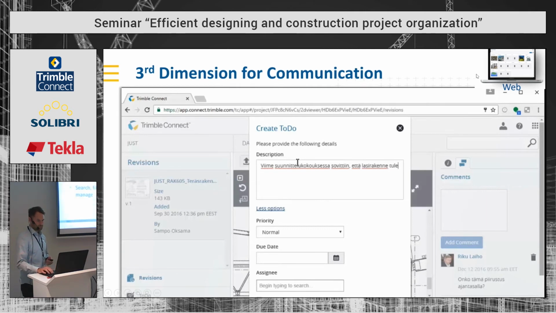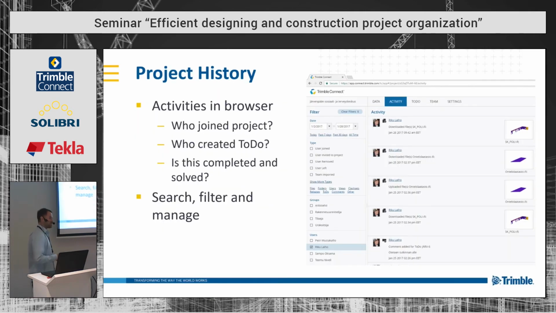But I think one of the most important features that we have is this activity project history. This is on the web page, where we can see the activity tab. And here are several ways of searching and filtering the data that we have. What has happened in my project. And this is a good way of checking whether everything is done.